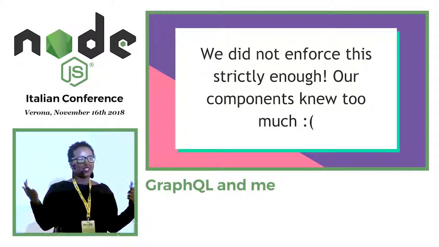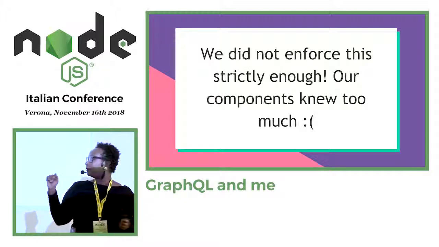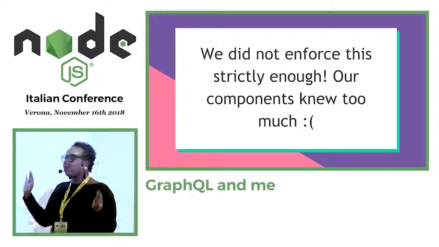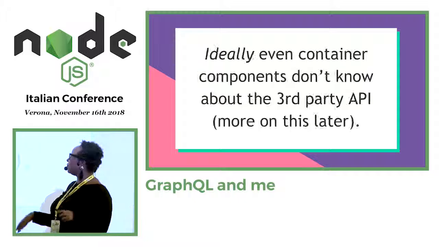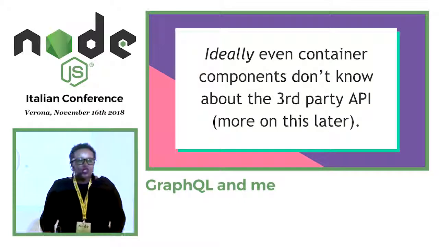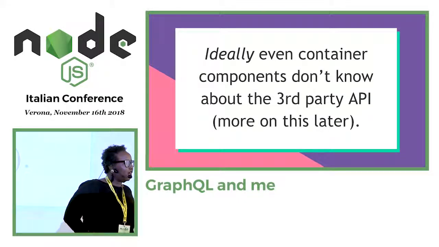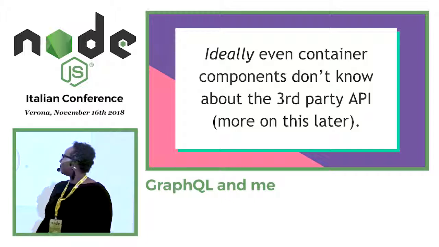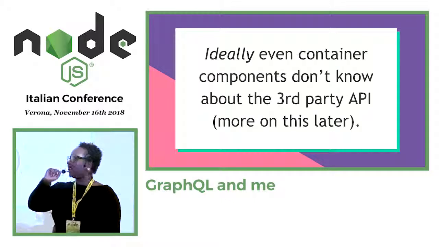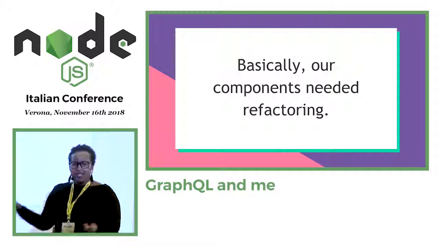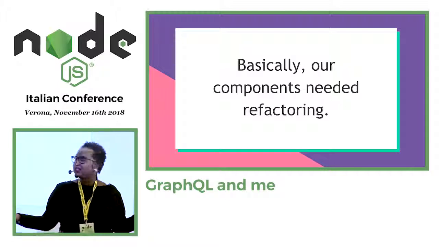We didn't really enforce this pattern very strictly, and our components knew way too much. Ideally, even your container component shouldn't really know about a third-party API. More on this later. Basically, we need to refactor our components.